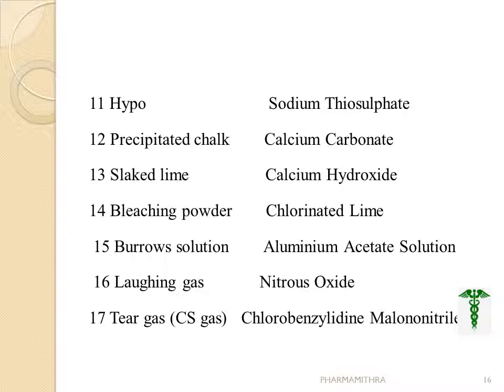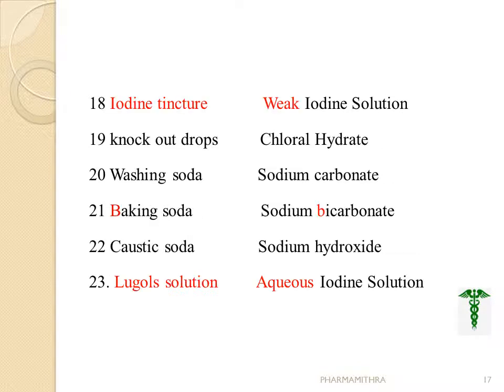Next is hypo. What is hypo? It is sodium thiosulfate. Precipitated chalk is calcium carbonate, slaked lime is calcium hydroxide, bleaching powder is chlorinated lime. Whereas what is Burow's solution? It is aluminium acetate solution. Laughing gas is nitrous oxide, tear gas is chloroacetophenone. Iodine tincture: you may get confused between iodine tincture and Lugol's solution. Weak iodine solution is iodine tincture, and Lugol's solution is aqueous iodine solution.